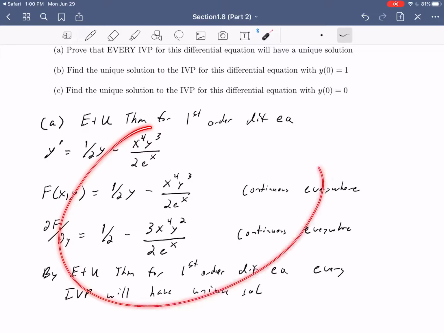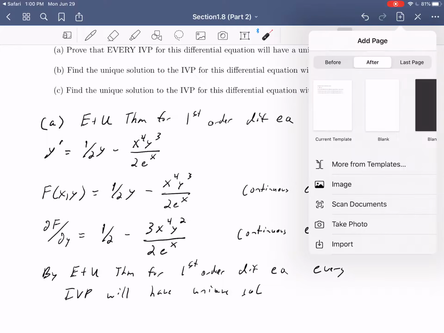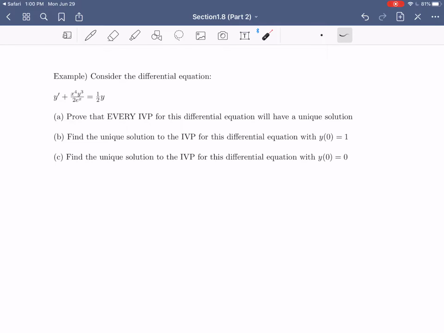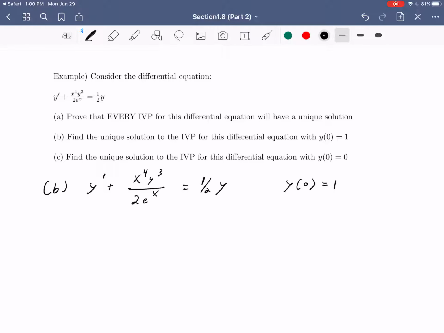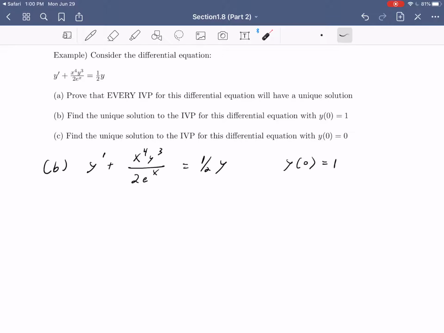So now that we've established that, we can go ahead and find the unique solution in each of these situations. So let's go ahead and do that. So for B, now that we have that information, we're going to attempt to solve this with y of 0 equal to 1. So we know we're operating around where x is equal to 0 and y is equal to 1. That's the initial condition that it must pass through.